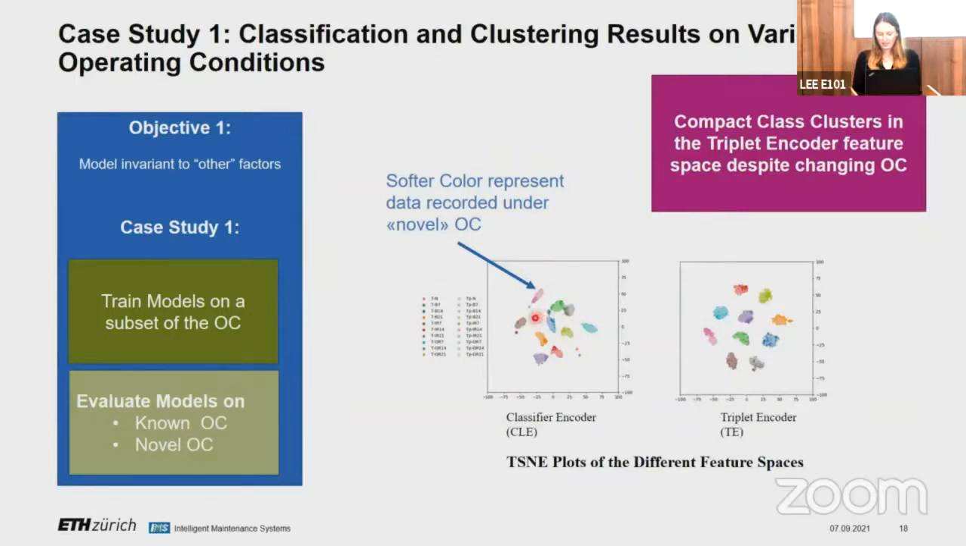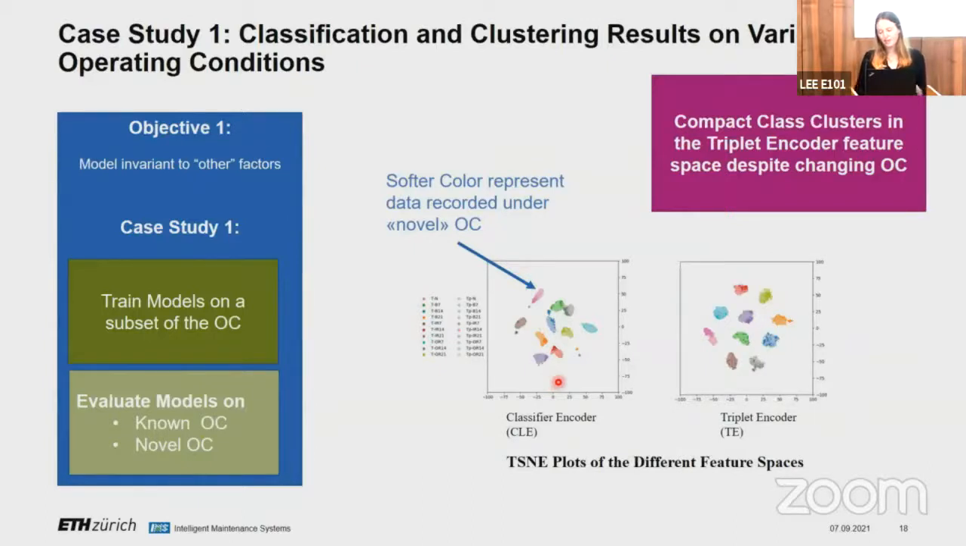Just for your explanation, the heavier colors, basically the stronger colors, are those data points that are recorded under the known operating conditions, and the softer ones are those that are recorded under the novel operating conditions. And you can see both feature spaces look certainly fine for classification of all fault types, regardless if the operating condition is novel or not.